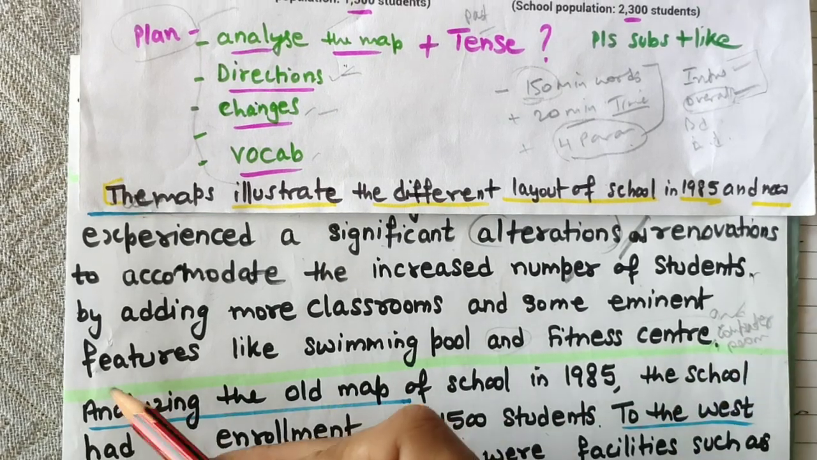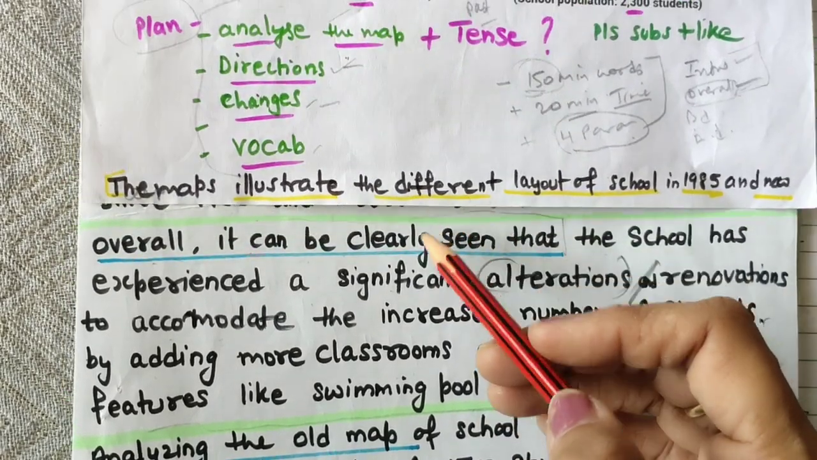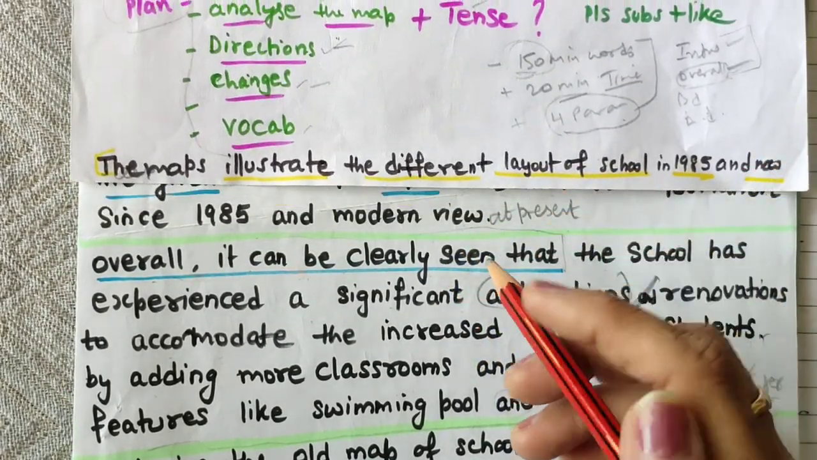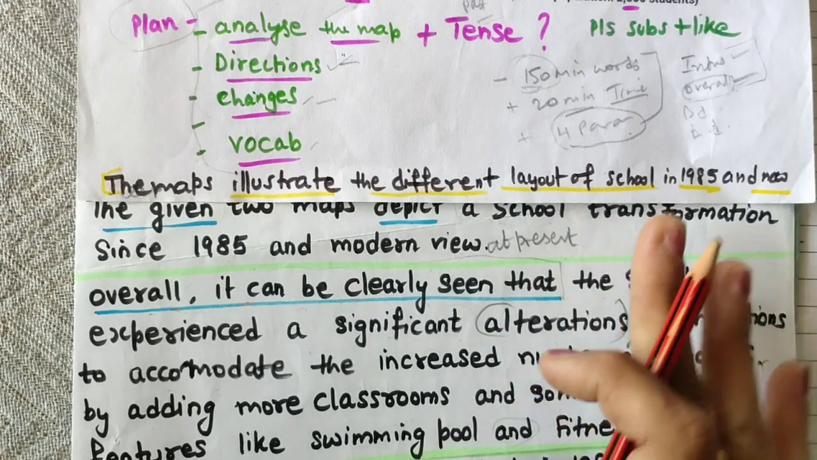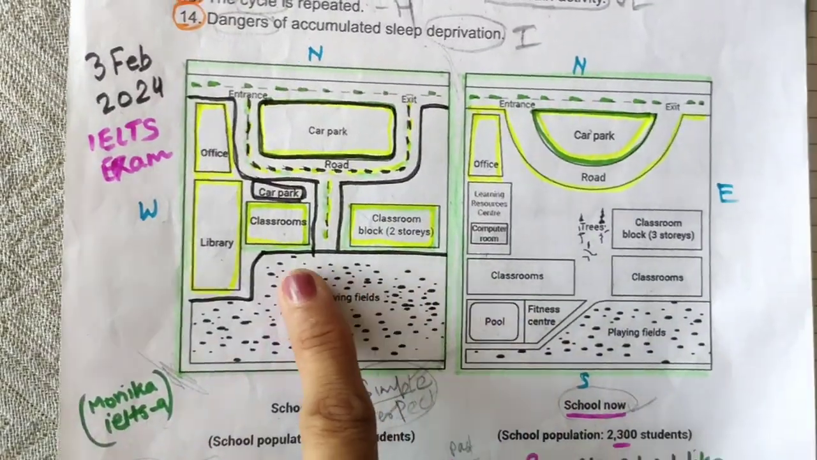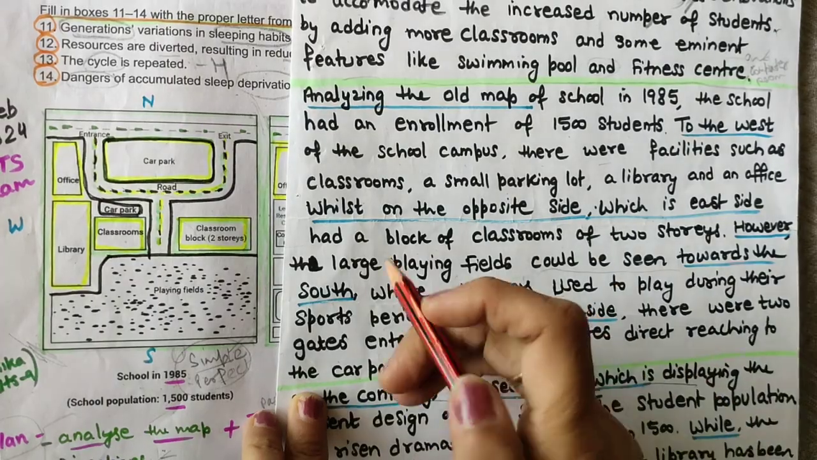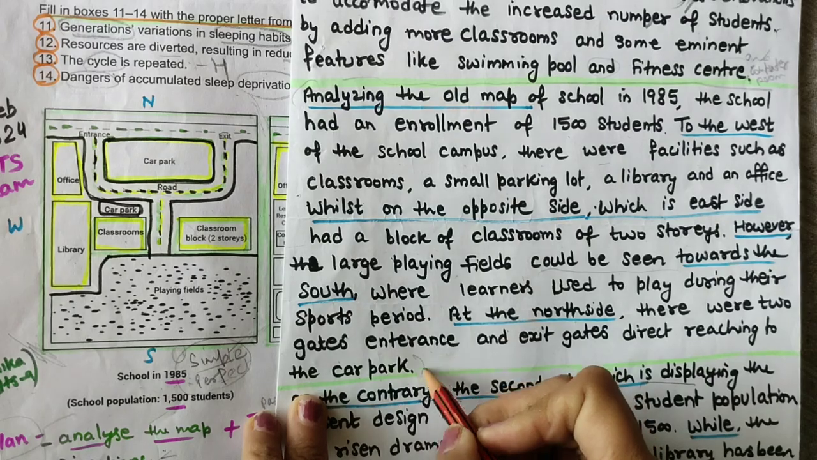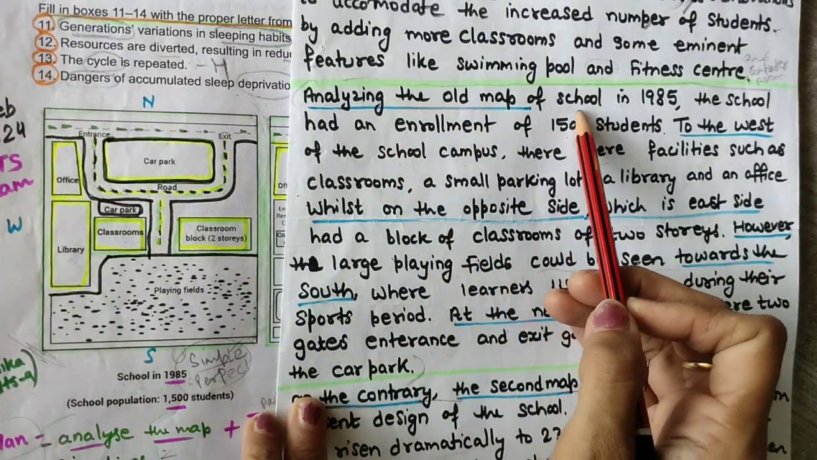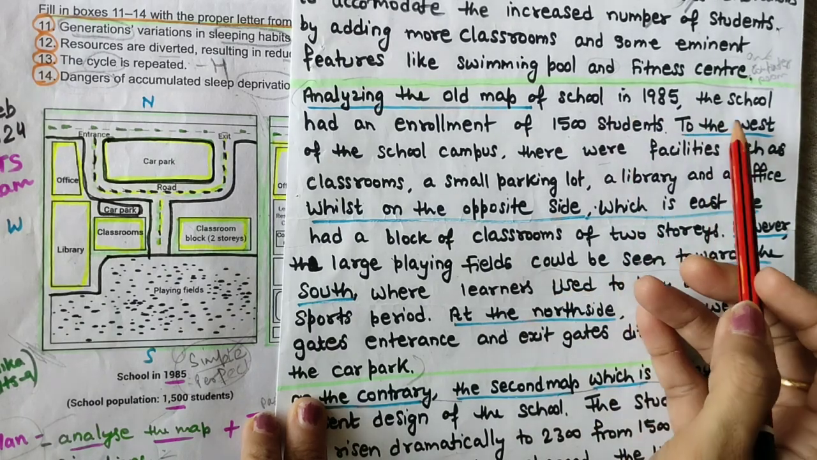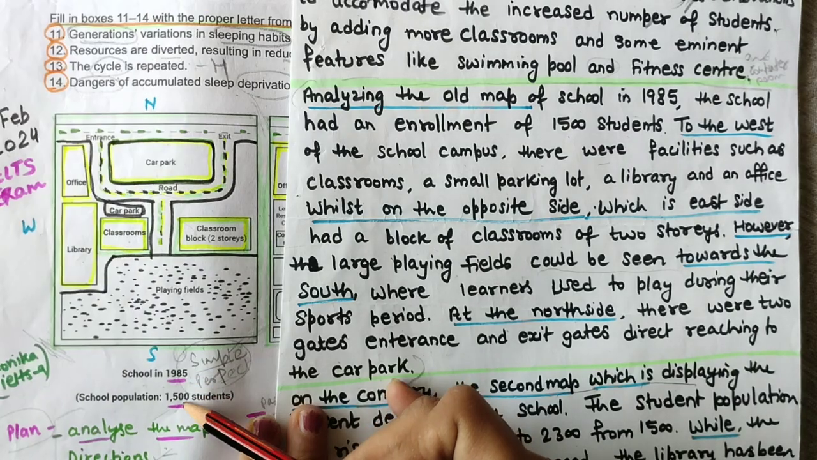Now this is our second paragraph. The first paragraph is this one; in fact you can combine both, introduction and overall, in one paragraph. Now coming to this diagram, we will write. My first paragraph, from here to here, is talking about this map. Analyzing the old map of the school in 1985, the school had an enrollment of 1500 students. I am talking about students first.